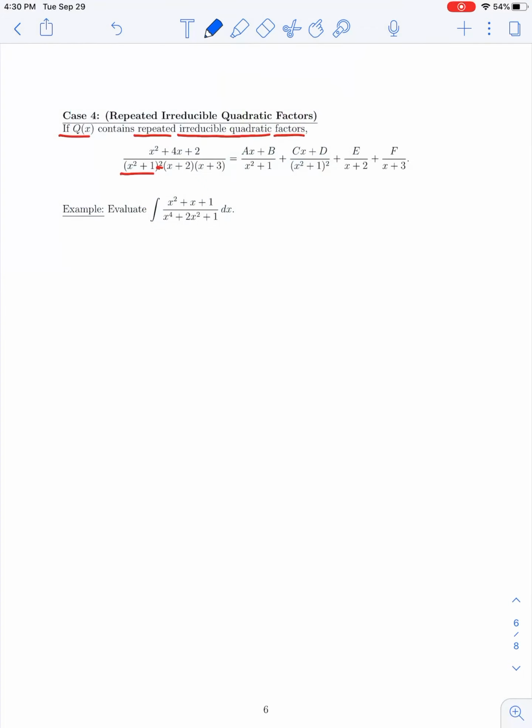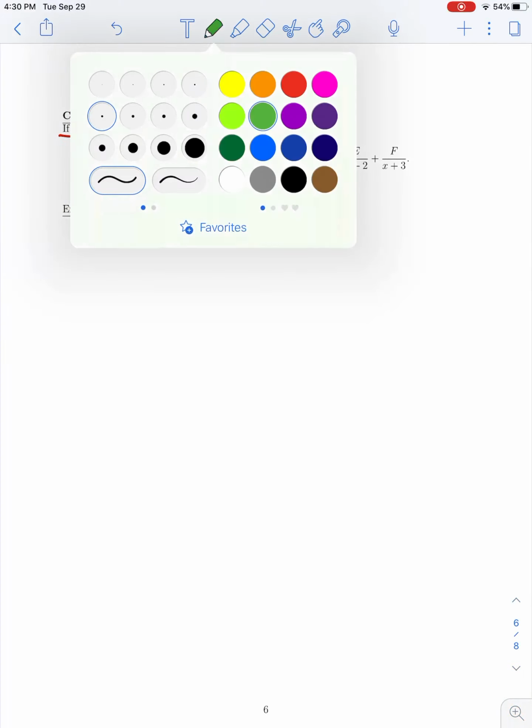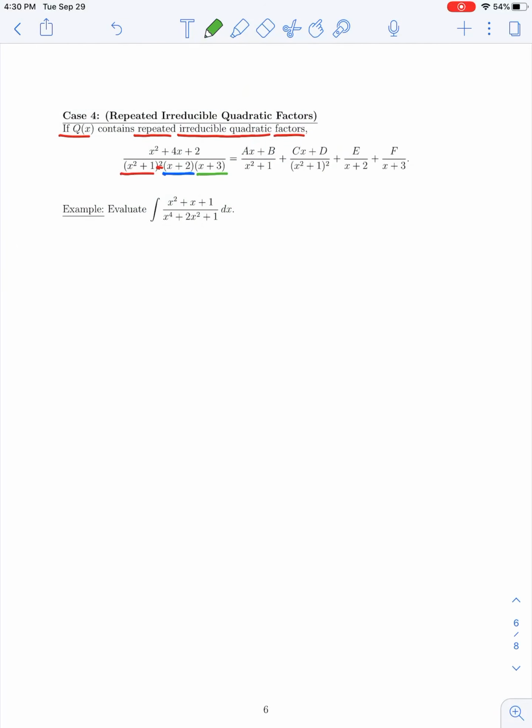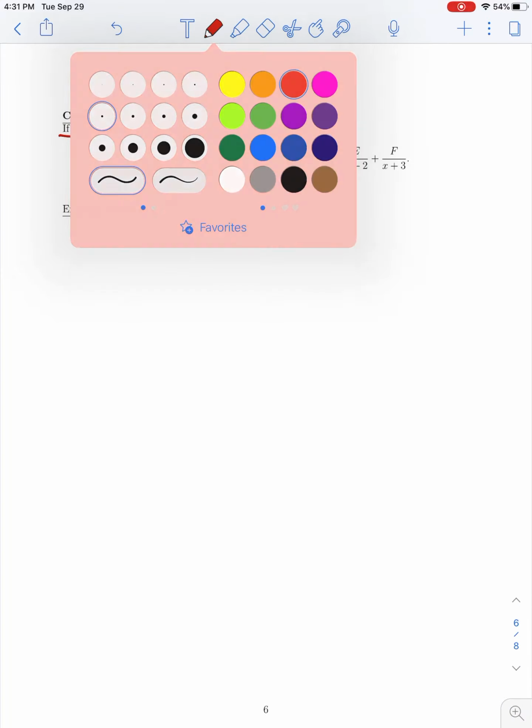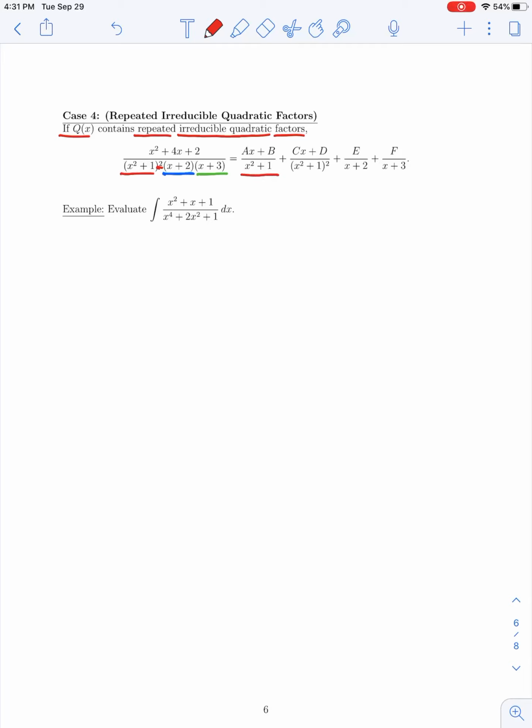And then following that, we have a product of two distinct linear factors, say x plus 2 and x plus 3. So this case of a repeated irreducible quadratic works somewhat similar to the case of a repeated linear factor. For the irreducible quadratic terms, x squared plus 1, we would have something of the form ax plus b over x squared plus 1 to the first. And since this factor was repeated, we would have to have something then of the form cx plus d over x squared plus 1 quantity squared.